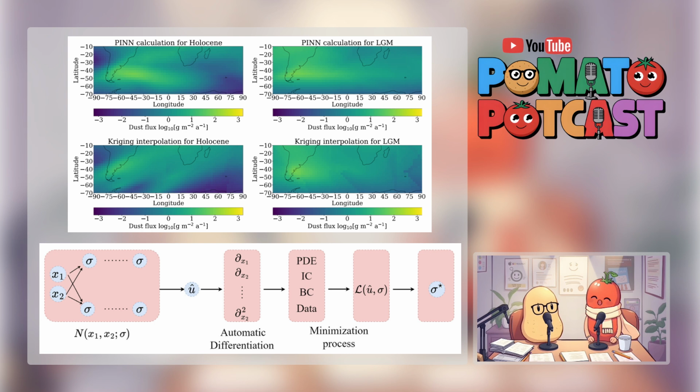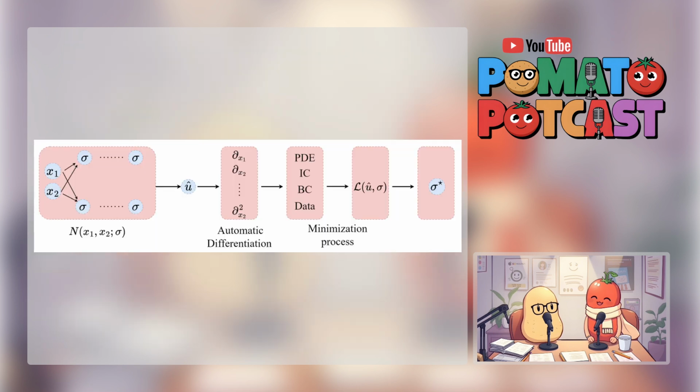It ends up showing this much less realistic spread of the dust. It doesn't really capture the dynamics of wind transport in the way that PNNs can. So it seems like PNNs are really a step up when it comes to understanding these global dust patterns. Yeah, definitely. But what else can they do?